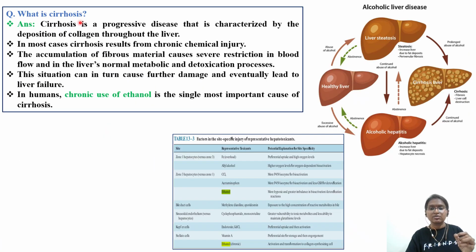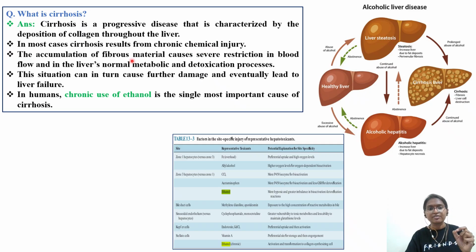Next, we'll see what cirrhosis is. One concept you have to read with respect to alcohol is that upon chronic consumption, it causes fatty liver, cirrhosis, cumulative toxicity. First, the definition: cirrhosis is a progressive disease characterized by deposition of collagen throughout the liver. Here you can see these droplets, deposition of collagen throughout the liver. In most cases, cirrhosis results from chronic chemical injury. An example for this is alcohol.